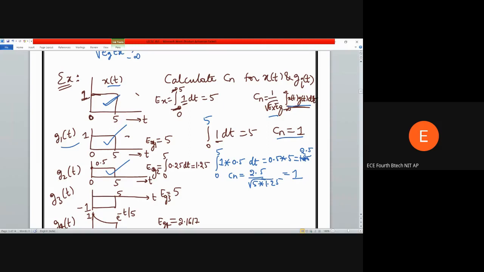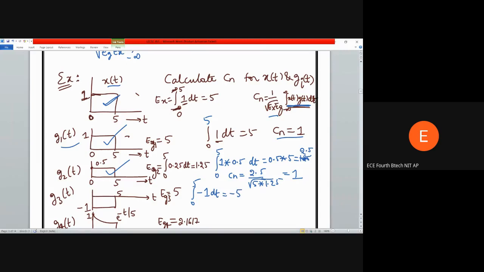Now, if I go to g3 of t, I want you people to try it. Okay, let me do it, because I have done this also. Now I would like to calculate the numerator part, integral 0 to 5. What will be x of t multiplied with g of t? x of t is 1 and g of t is -1. You'll have -1 into dt, so you'll get -5.